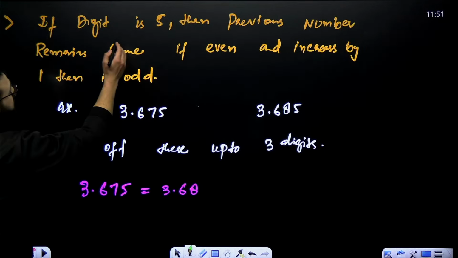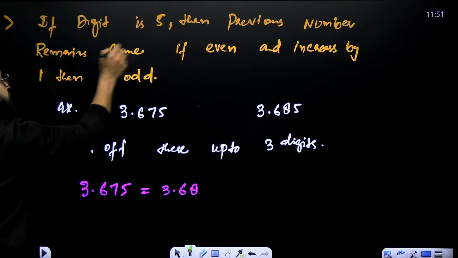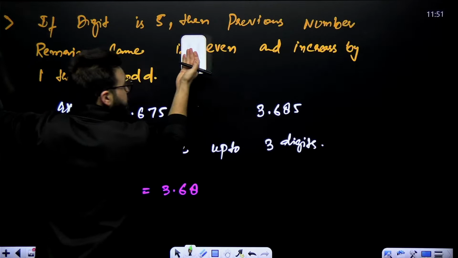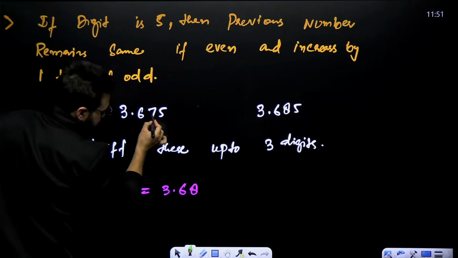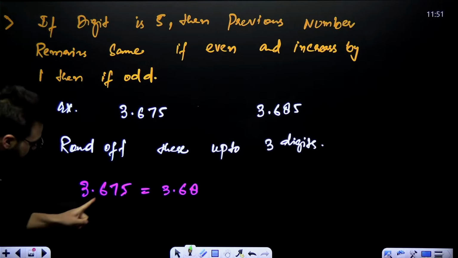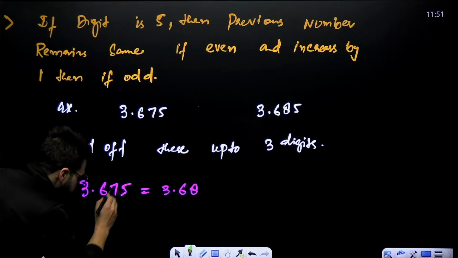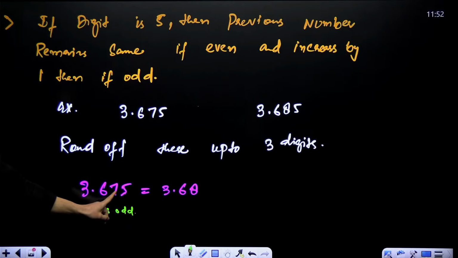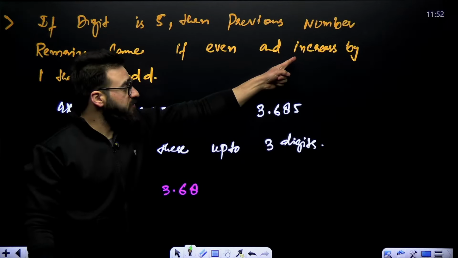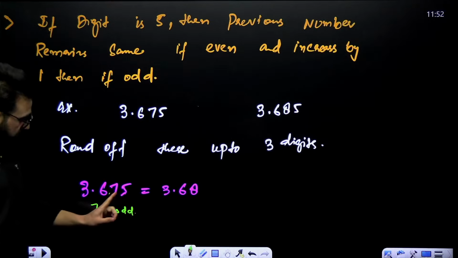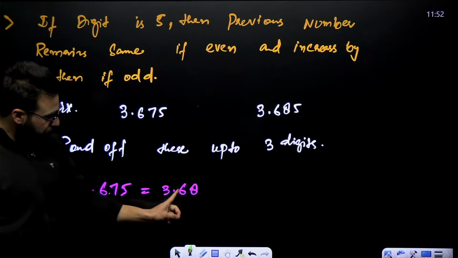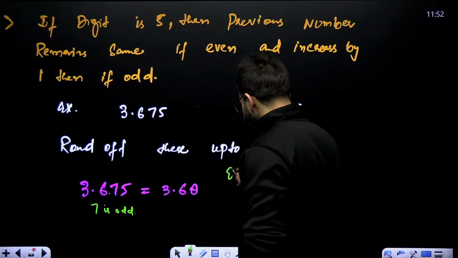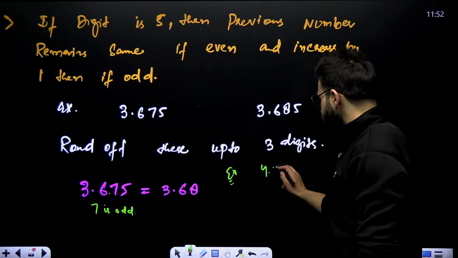Guys, see, it says that if the digit to be removed is 5, then the previous number remains the same if it is even, and increases by 1 if it is odd. Here, this 7, tell me one thing, is 7 odd or even? 7 is odd. If 7 is odd, then it increases by 1. So 3.675 will be 3.68. 7 will increase by 1.